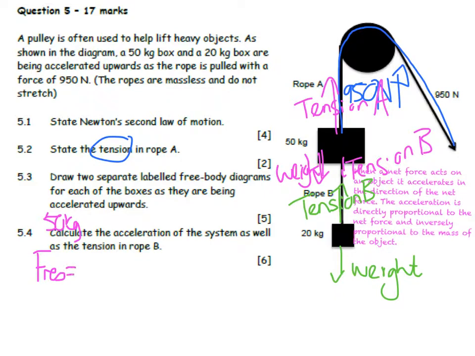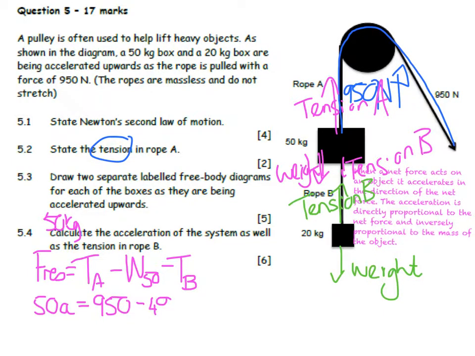Force resultant is equal to big force. Obviously, this whole system is moving upwards, so we're going to call it tension A, minus the small forces, the weight of 50 kilograms, and tension B, which are both acting downwards. I can put a whole lot of information in. This is 50 times the acceleration of the system. This is 950. The weight of a 50 kilogram object is 50 times 9,8, so it's 490 minus tension B.